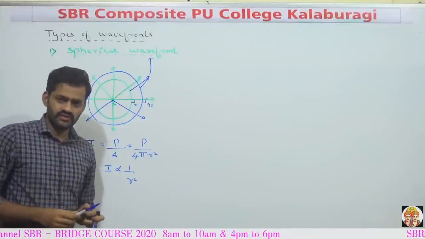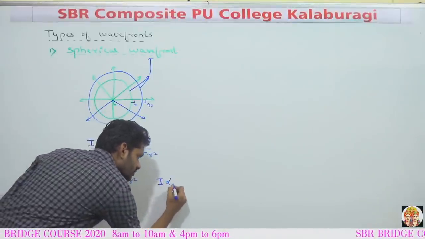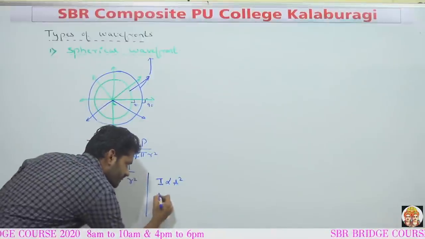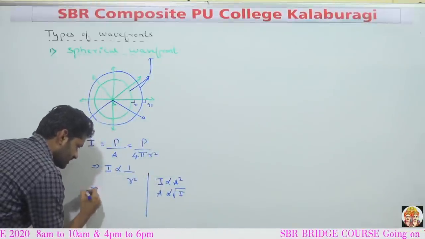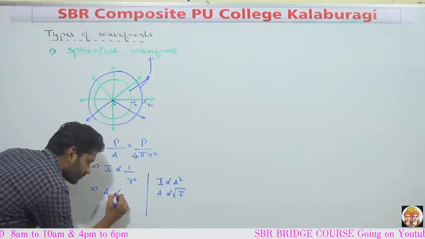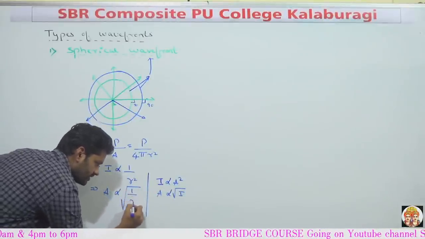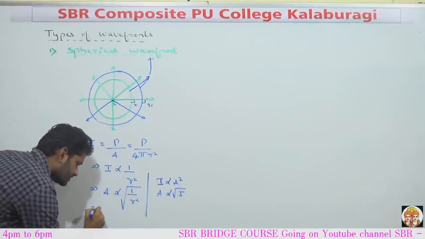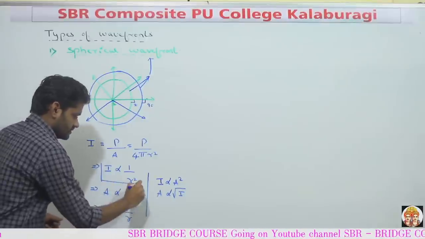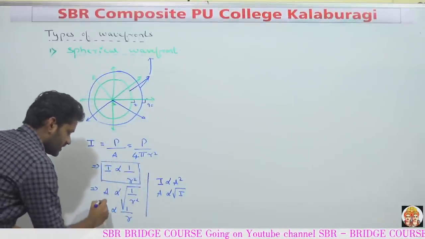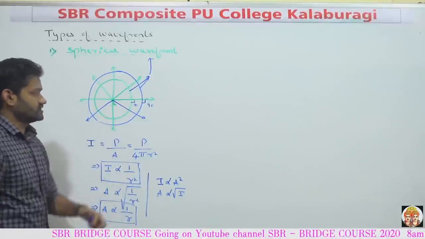In last year's wave chapter, we discussed how intensity is related to amplitude. Intensity is proportional to the square of the amplitude, so amplitude is proportional to the square root of I. Substituting intensity as 1 by r squared, the square root of 1 by r squared gives amplitude inversely proportional to r. This is the variation of intensity with distance, and this is the variation of amplitude with distance, in the case of a spherical wavefront.